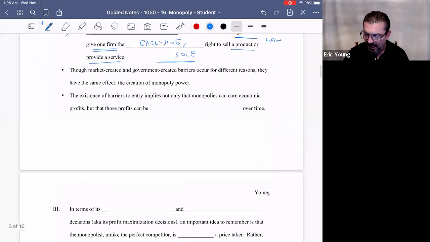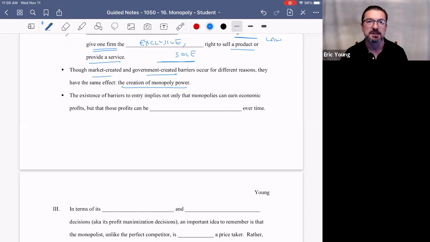At the end of the day, we have these two. We have market-created and government-created barriers, though they occur for different reasons. And I want you to know what each type is. The end result is really the same. They lead to the creation of monopoly power, okay? And therefore, that's how monopolies come into being, and that's how they stay in existence.